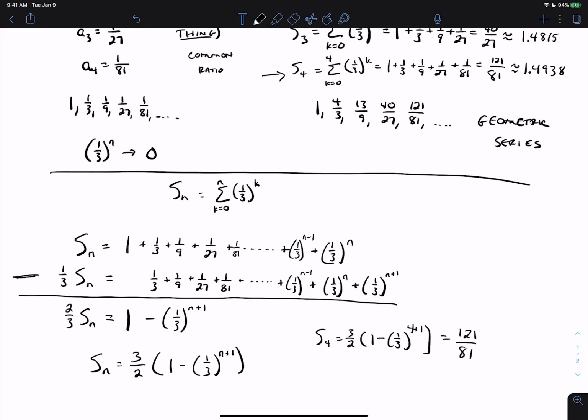That's not especially useful for S4, but if I wanted you to find S75, like we were talking about before, that would be a lot easier to do. We could plug that in here and not have to calculate 76 terms and add them up.